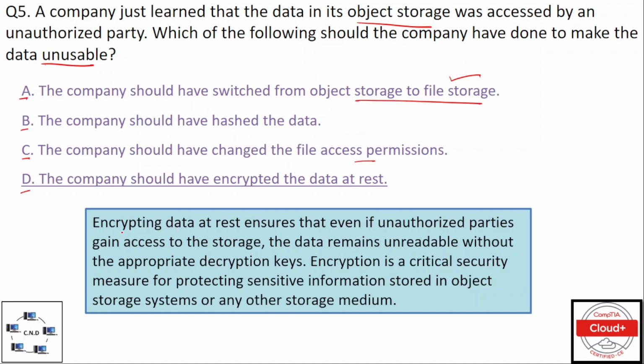So the explanation is that encrypting data at rest ensures that even if unauthorized parties gain access to the storage, the data remains unreadable without the appropriate decryption keys. Encryption is a critical security measure for protecting sensitive information stored in the object storage system or any other storage medium.